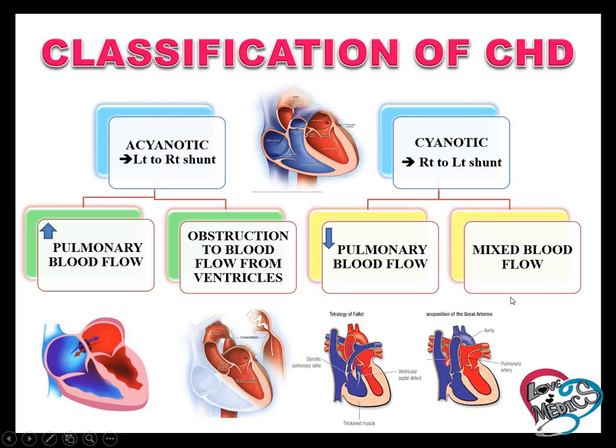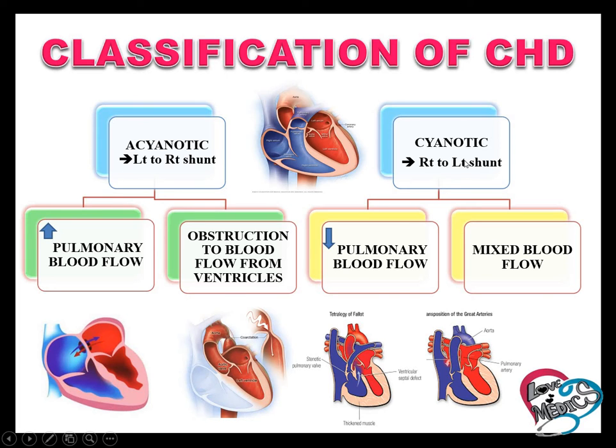Classification of congenital heart disease. It may be acyanotic or cyanotic, they classify like this: acyanotic and cyanotic. Acyanotic is left to right shunt, which means the blood passes from the left side of the heart, left atrium and left ventricle, to the right side of the heart. So it increases the pulmonary blood flow. And another condition is obstruction to blood flow from the ventricle.